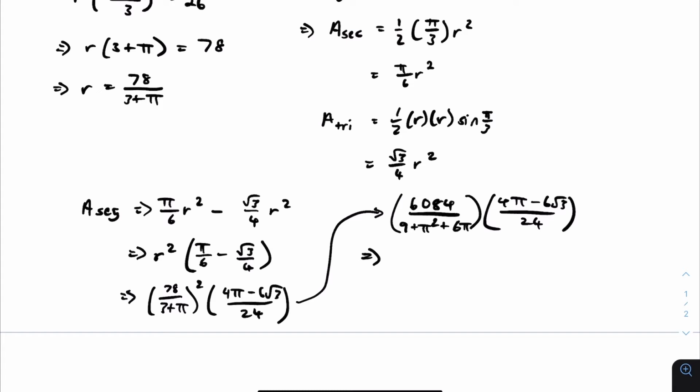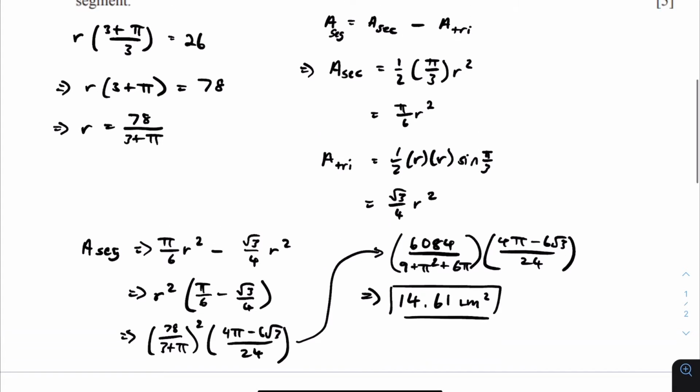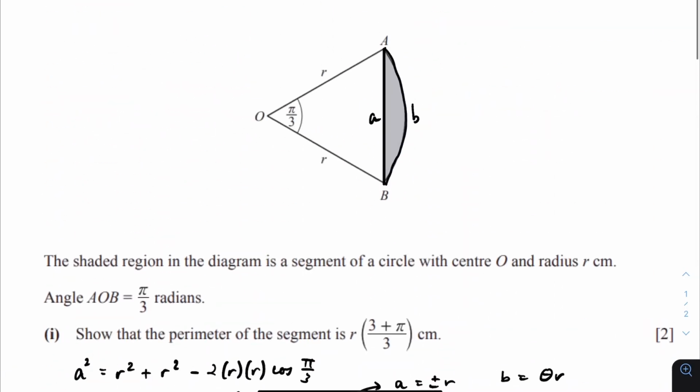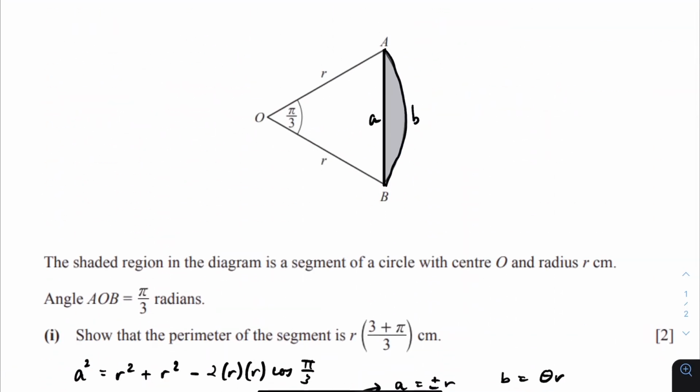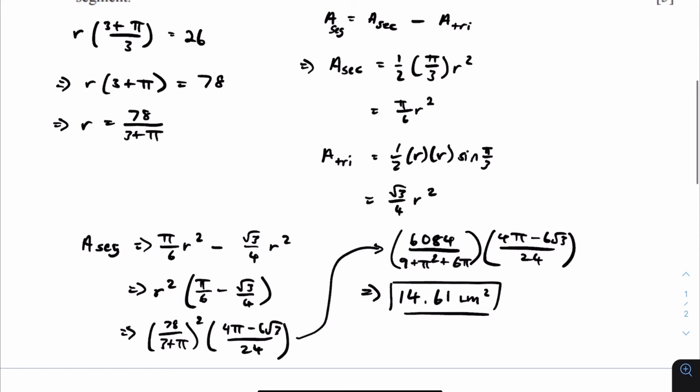Which gives us the answer 14.61. And we're going to call this cm squared because the units they gave for the perimeter were in cm. So it's 14.61 centimeters squared in terms of the area. So that's how we do those kind of problems.